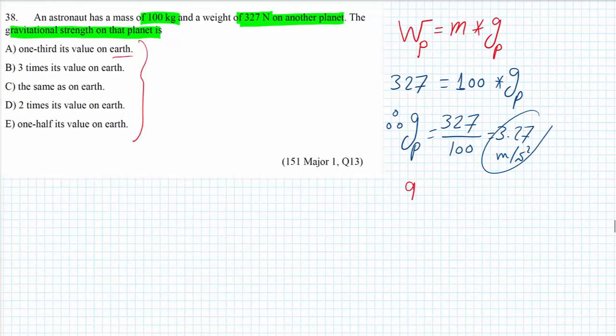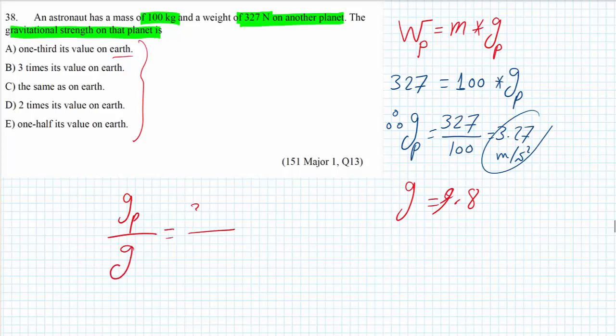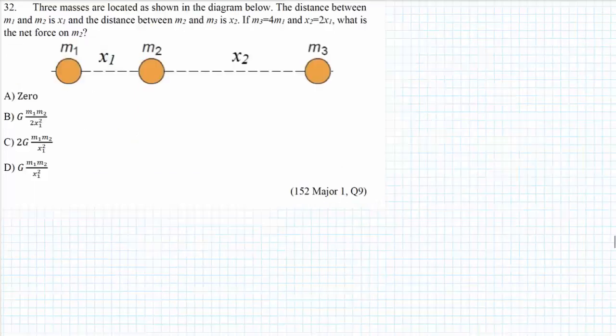Of course, the gravity on the earth is 9.8. So g on this planet divided by g of the earth is 3.27 divided by 9.8, which gives you almost 1/3. So the gravity of this planet is almost 1/3 the gravity on the earth.